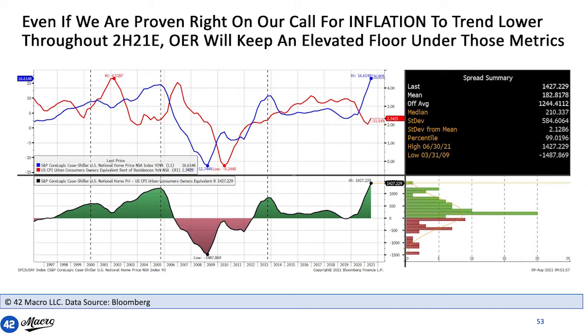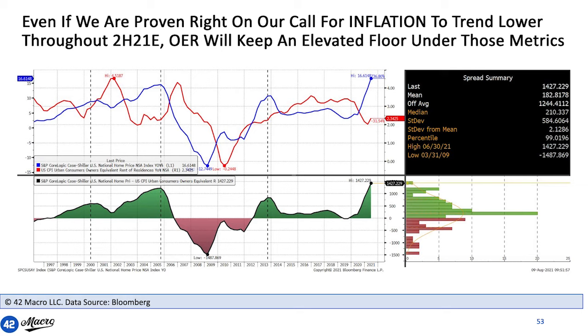So going back to November, sitting in a different seat than this one, I said, hey, owner's equivalent rent is probably going to bottom in February. It bottomed in March. It's going to trend higher, a lot higher from that point. And we think that process is really starting to pick up and commence here over the next couple of quarters.